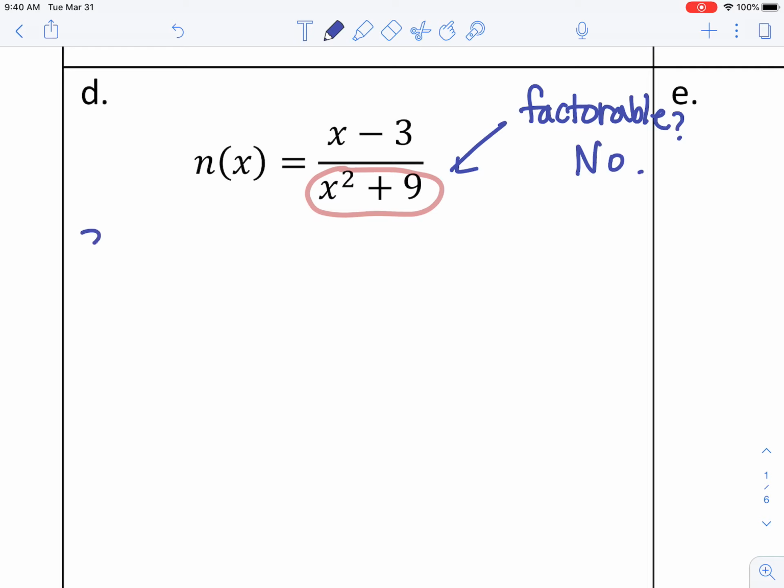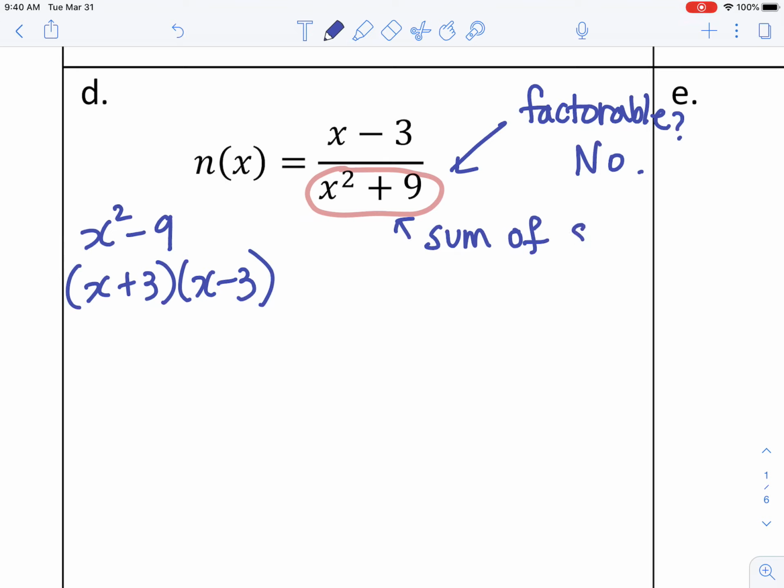And the answer is no, right? If you have x squared minus 9, a difference of squares, you can factor it into x plus 3 times x minus 3. But this is not a difference of squares. This is a sum of squares. So don't try to factor this. We're not going to be able to factor this.